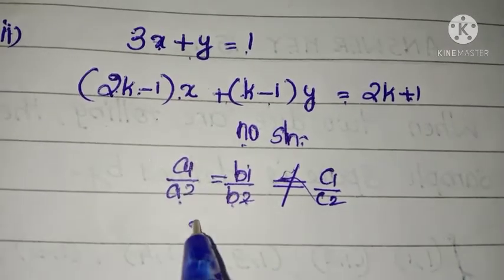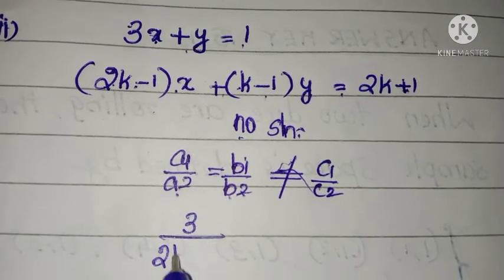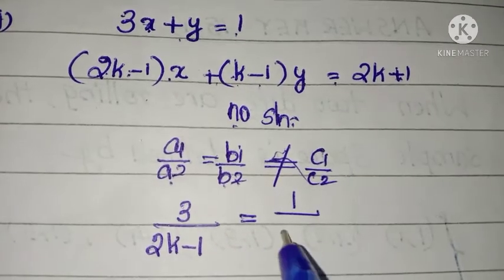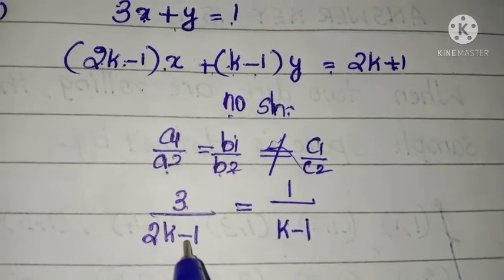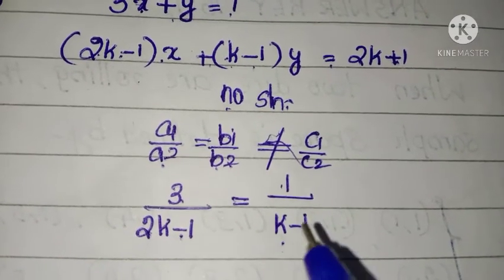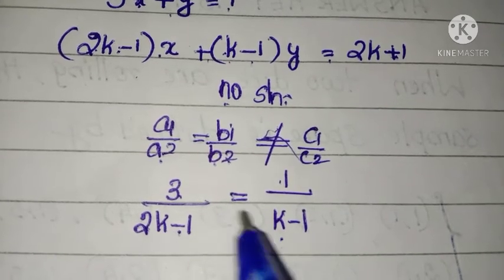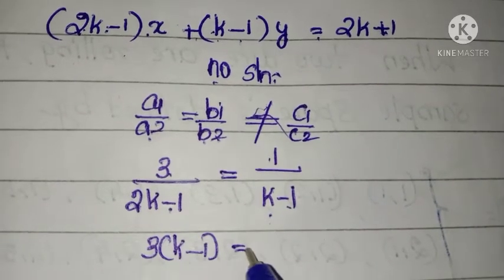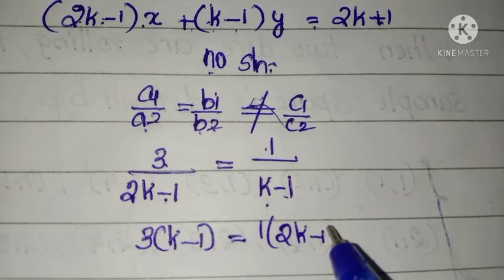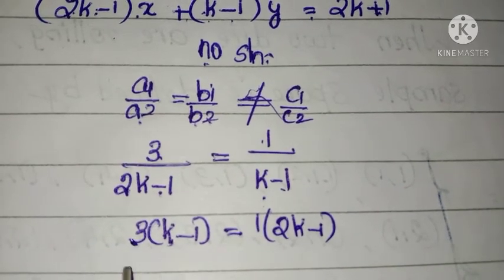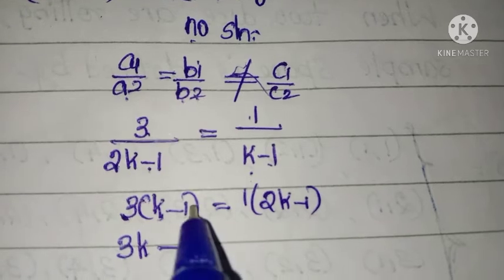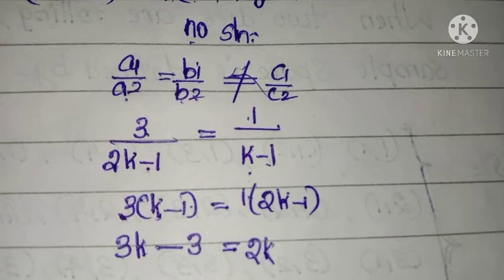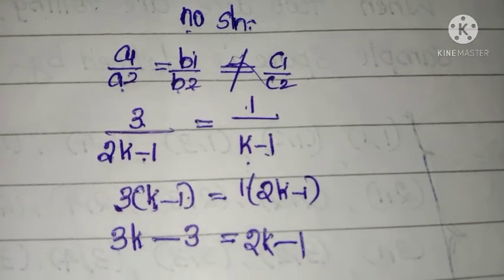Here what is a1? 3. a2 is 2k minus 1. b1 is 1. b2 is k minus 1. So 3 by (2k - 1) equal to 1 by (k - 1). Now take cross multiplication. Okay, simply cross multiply. So 3 into (k - 1) equal to 1 into (2k - 1). Now open the bracket. 3 into k, 3k. 3 into minus 1, minus 3. 1 into 2k, 2k. 1 into minus 1, minus 1.